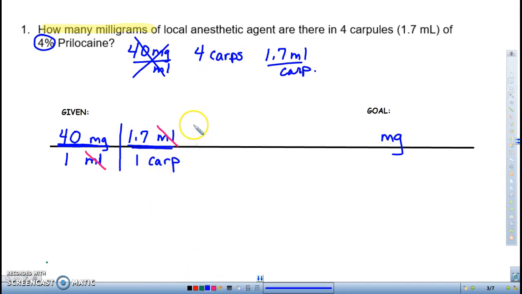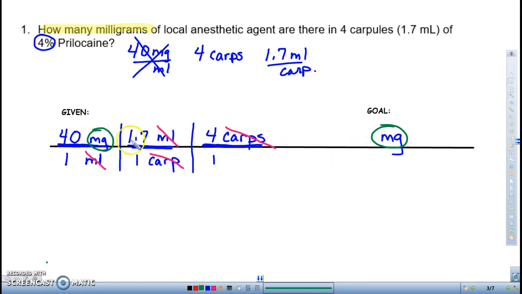But they told us we have 4 carps. So here's the next step. I have 4 carps. Now, the unit of carp in the denominator cancels out with the carp in the numerator. And if you want to, you can put a 1 in the denominator on this fraction. Okay? 1 in the denominator disappears. It's invisible. What I'm left with is, okay, the milliliters canceled out, the carps canceled out, and I'm left with units of milligram, and that was my goal.